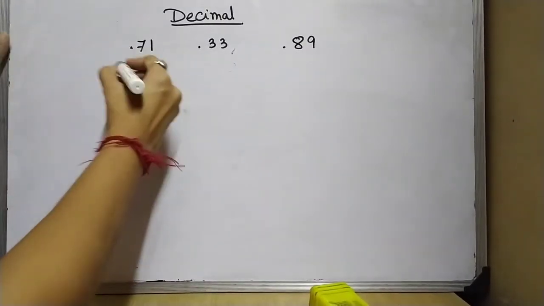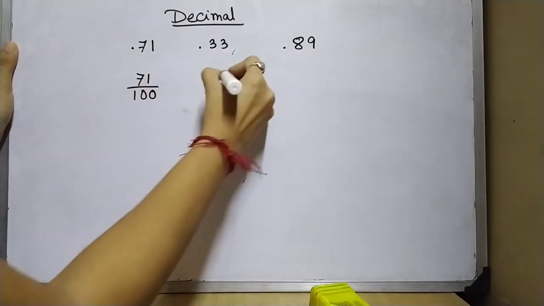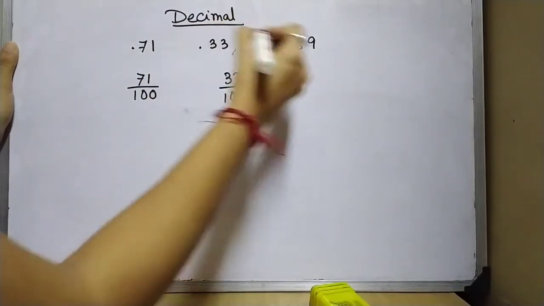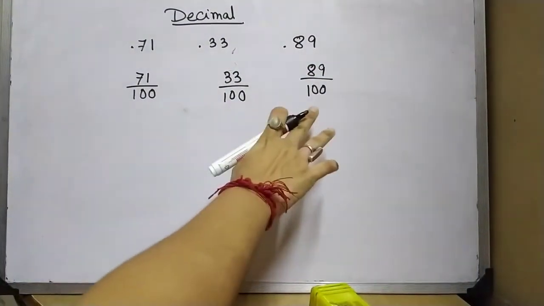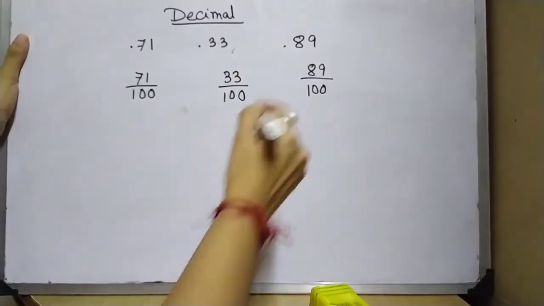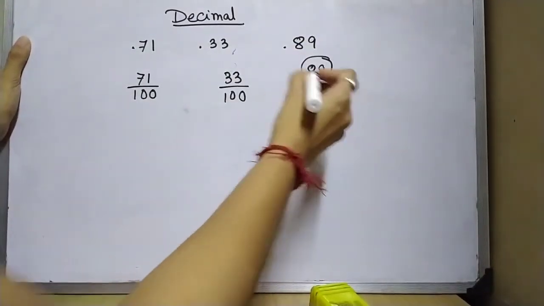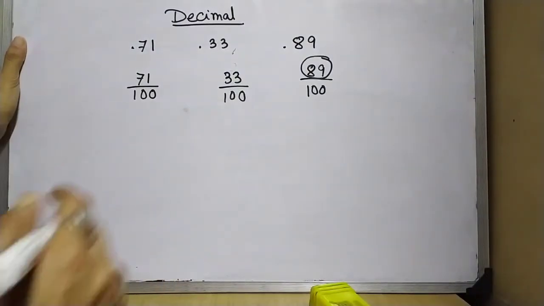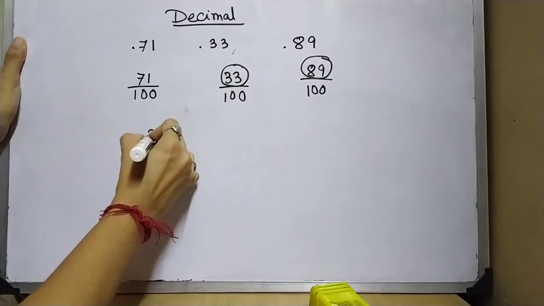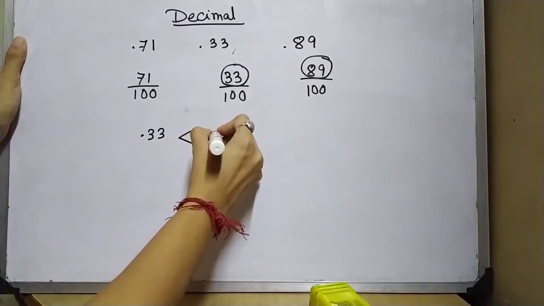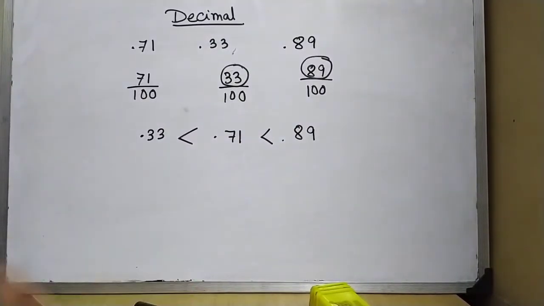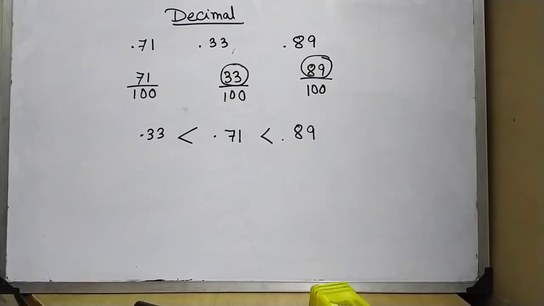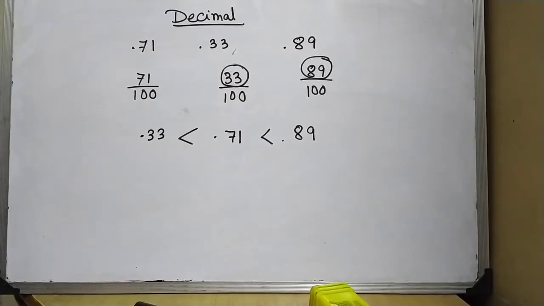What we are going to do is a very easy thing. I will write these numbers as fractions. Here we can see the decimal is in the same place, 2 places before the number, so all the numbers will have 100 in the denominator, no need to change. So 89 is the greatest number. As it is to be written in ascending order, I will write the smallest number first. So 0.33 is the smallest, it is less than 0.71 and it is less than 0.89. So this is the largest number. Like this you can get the answer and arrange numbers in ascending or descending order.